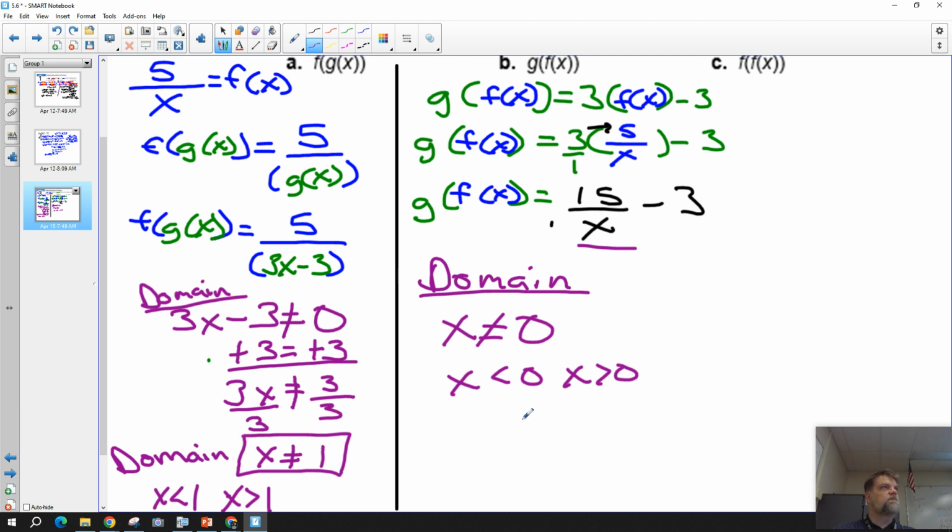They'll do like negative infinity, comma, 0, union, 0, comma, infinity. This should be negative infinity, by the way. I don't think we have that in your homework assignment. I don't think that's how it is in Big Ideas. Okay? So I'll leave that up there.